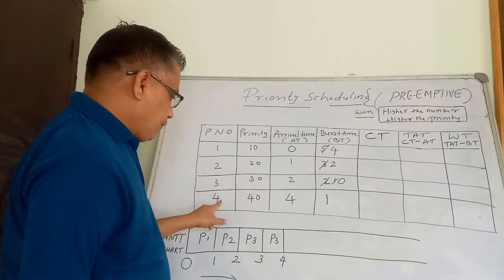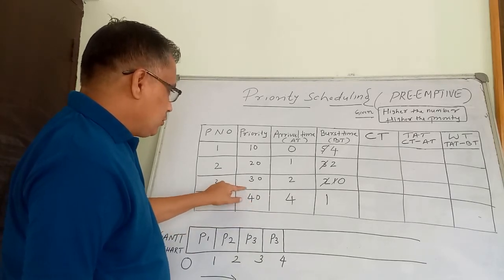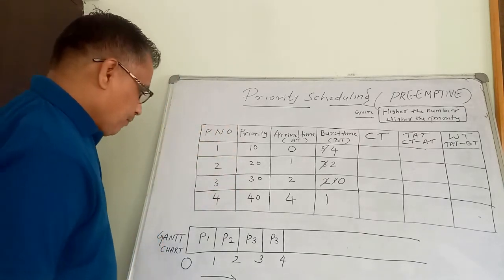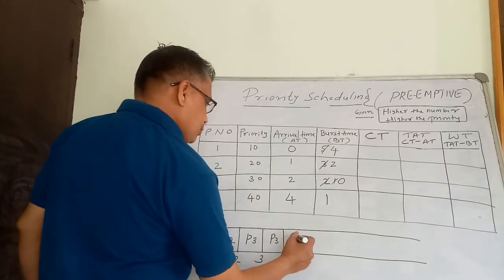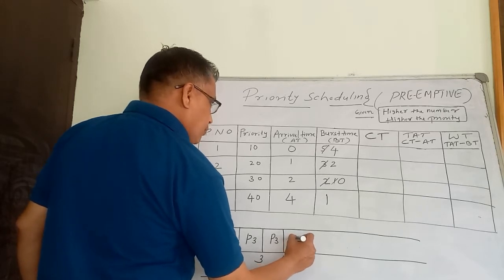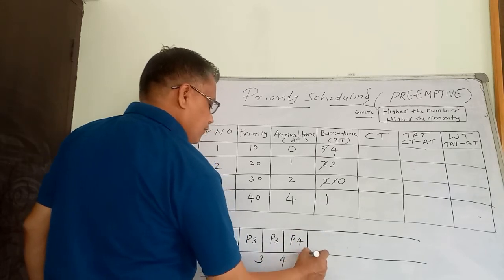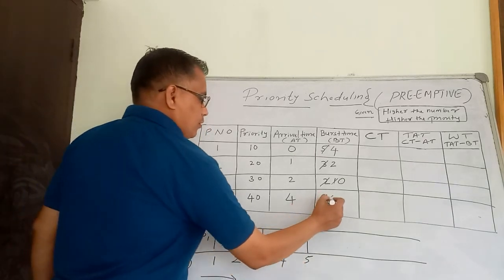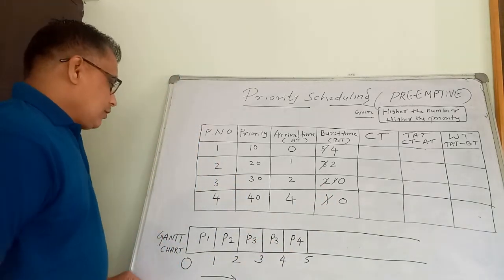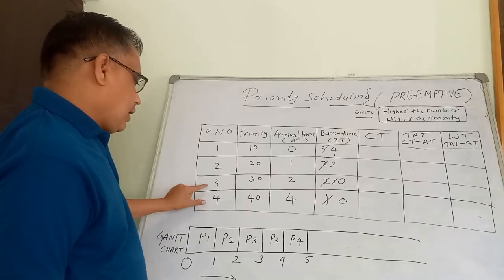Yes, at 4 seconds P4 has arrived. Its priority is how much? 40. 40 means it is more than the P1, P2 and P3 processes. That means P4 is given to the CPU for execution. Okay? 4 plus 1, 5. That means 1 minus 1, 0 again. So what processes are executed so far? Completely P3 and P4 are executed.